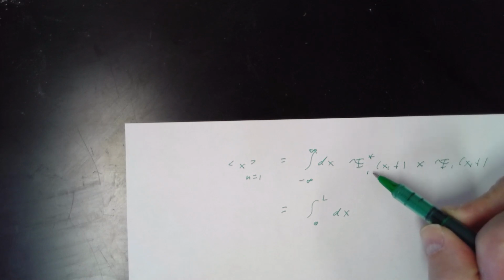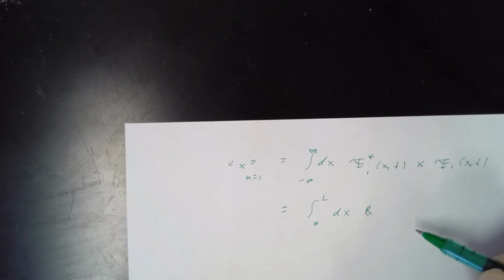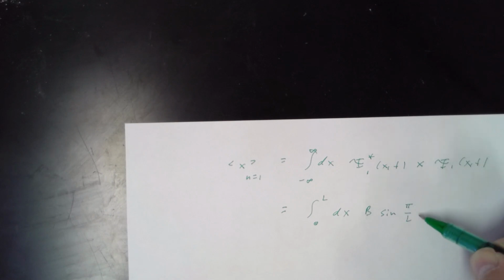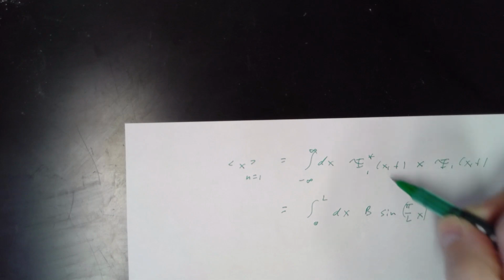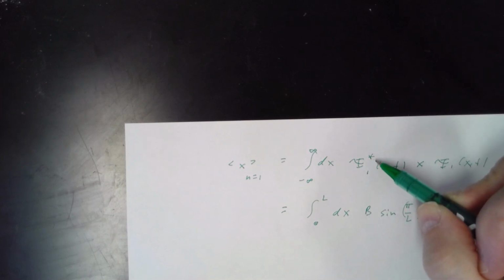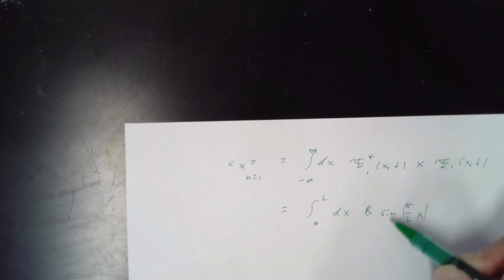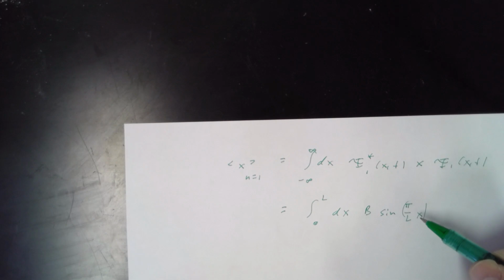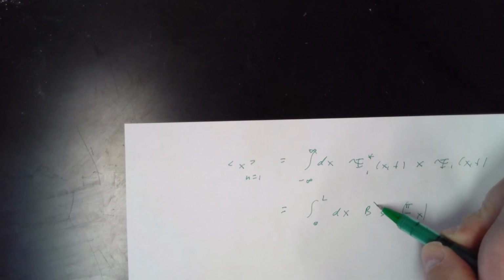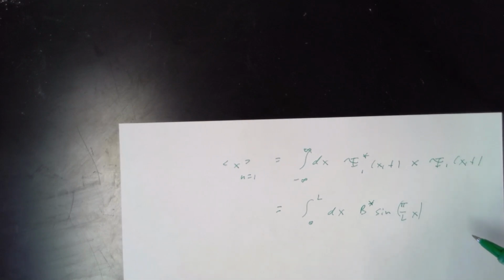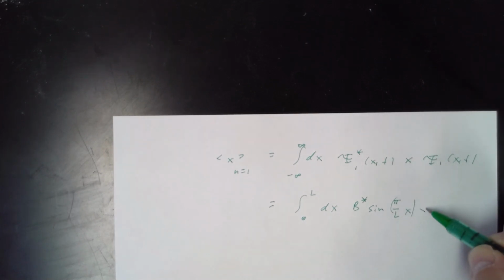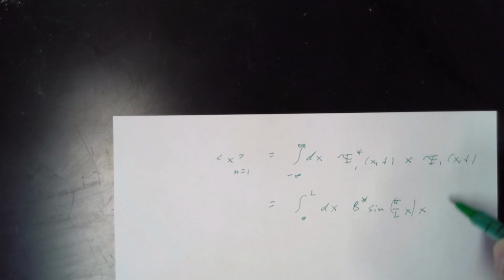Then for my wave function, I have a constant b times sine of pi over L times x. I should be taking that as its complex conjugate. The sine function is a real function, so its complex conjugate is the same as sine pi x over L. B in principle could be a complex number, so I'll put a star there. Then I have to put my x, and then I have to put the wave function again, but not conjugated. B sine pi over L x.